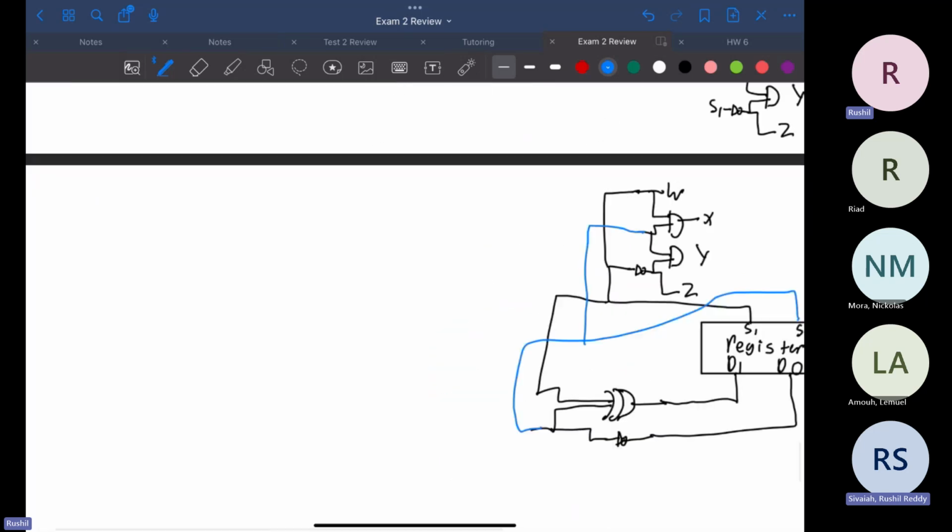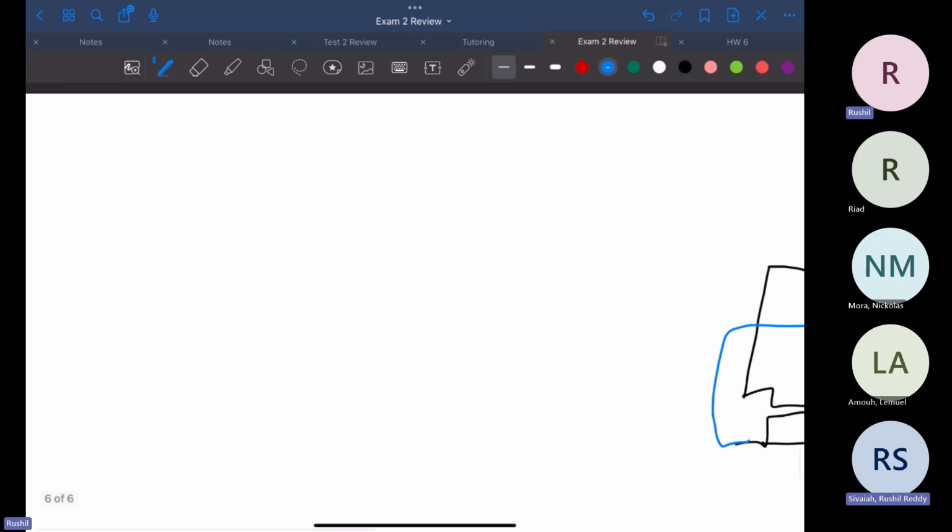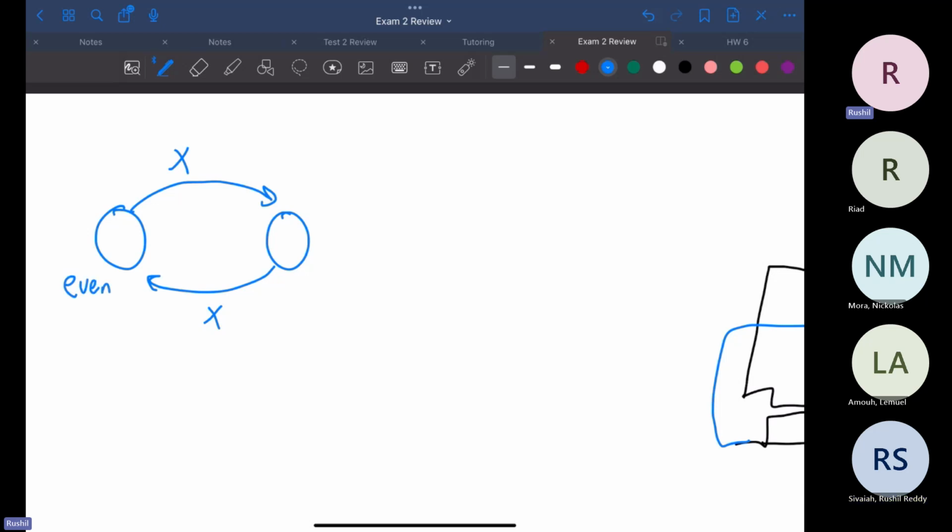Okay. So you wanted to do the odd parity one, right? This one's really easy. We're going to have our x as our input, we're going to have our x here. We're going to output even here, and we're going to output odd here. That's all it is. That's it.